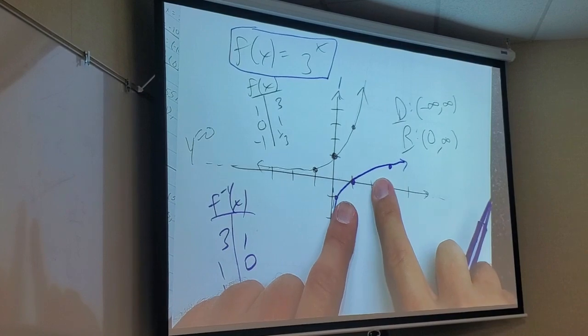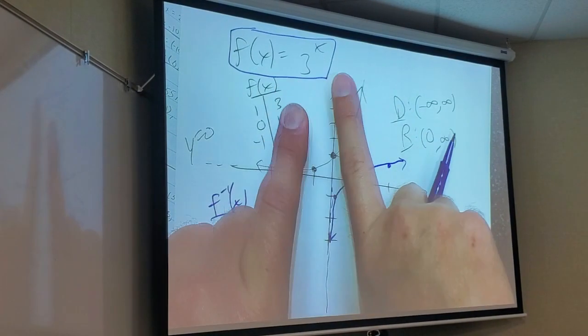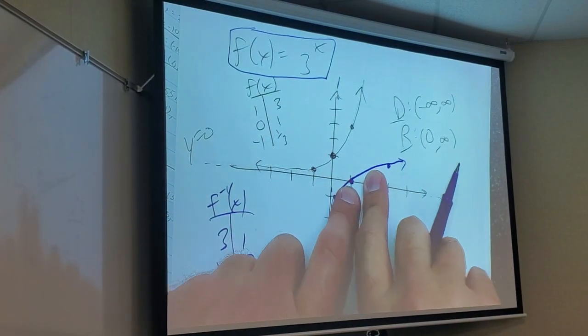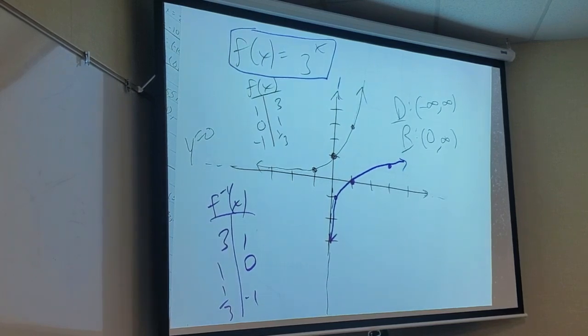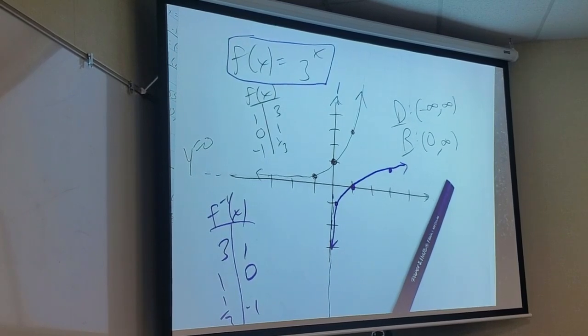So this is the function that just undoes this one. It takes all the values that this guy outputs and brings it back to what was the input, right? That's what it does. We have to give it a name. So help me out.